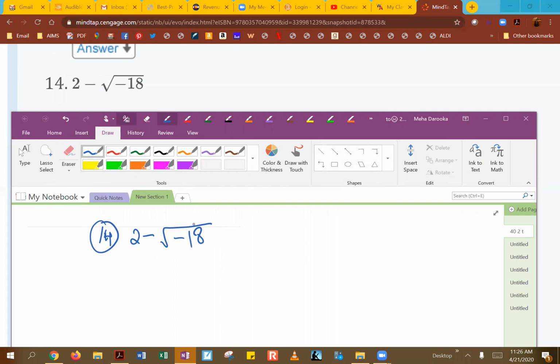Basically, that means we have to rewrite that square root of negative 18. So any ideas on how we can do that?